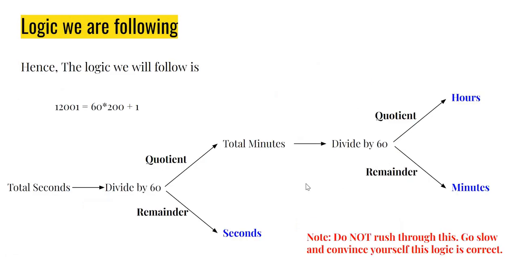Now comes the next step, which is going from total minutes to hours and minutes. It is exactly the same process repeated. What we do is that we divide minutes by 60 because again 60 minutes make 1 hour. The quotient will be the hours. The remainder, whatever remains, will be the minutes. So which means that from total seconds, we would have split that into hours, minutes, and seconds.